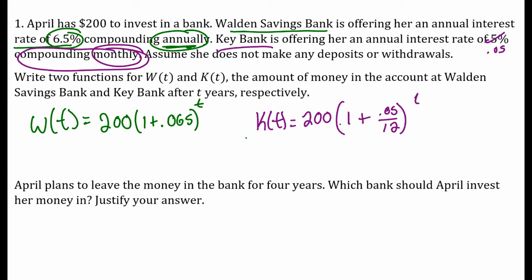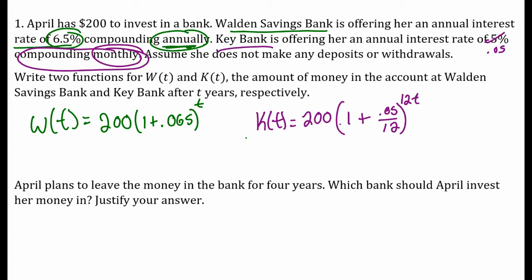And I can't just raise it to the t, because t is years. It's 12t, because if t is years, 12t is how many months? So if I put a 1 in there, that's really 12 months. So we have to be careful when we're compounding monthly. The only change is we divide the interest rate by how many times it happens and raise it to how many times it happens. So there are two functions for K of t and W of t.